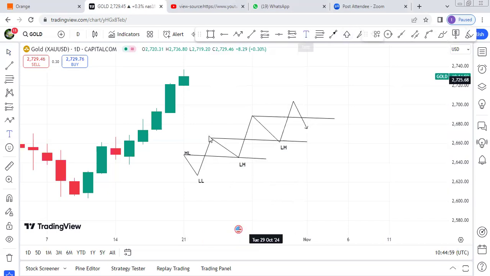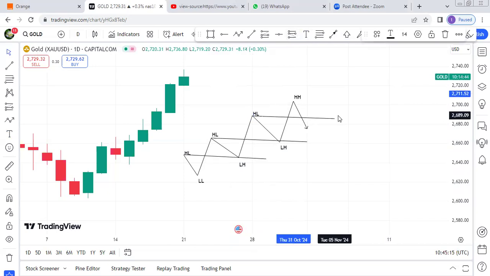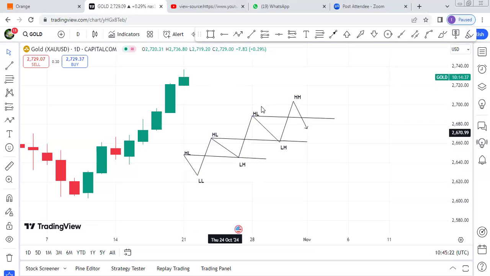And then we have our higher low here, and then we have another higher low. And then right there, we have our higher high. So each time the market keeps on breaking the higher lows, we say the market is in an uptrend. When the market fails to break the lower highs and keeps on breaking the higher lows, we say the market is in an uptrend.